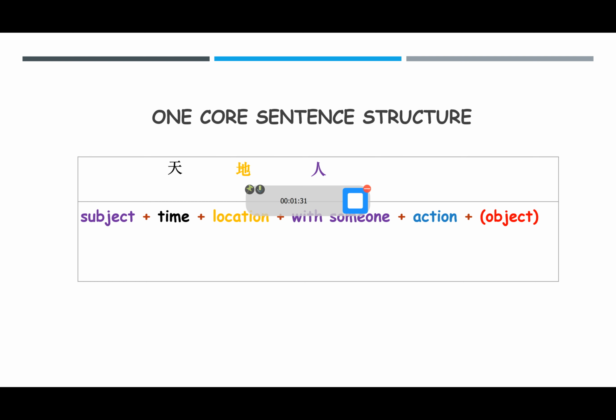So the core sentence structure that we should be able to master is the subject, time phrase, location, action, and object. Always very important to include the time phrase when you are typing or speaking Chinese. So this guides your listener or your reader in understanding the context in which you are communicating.